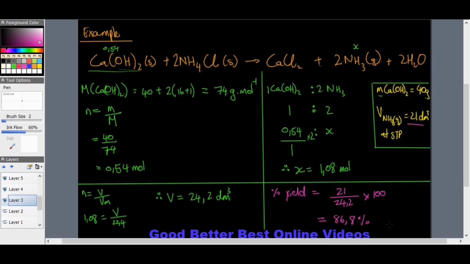What did we actually get divided by what we should have gotten? But sometimes we have to calculate first what we should have gotten. So using the mole ratios here and calculating the amount of moles of one substance and then using the mole ratio to see the amount of moles that should have been produced, we end up with a volume that we should have gotten for ammonia of 24.2, but we actually only got 21. That was our actual yield. And then we worked it out, 21 divided by 24.2 times 100 to give the percentage yield of the reaction.